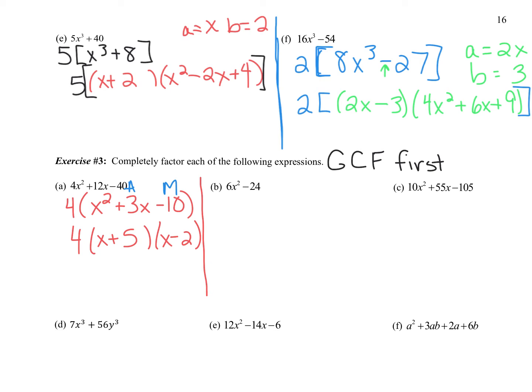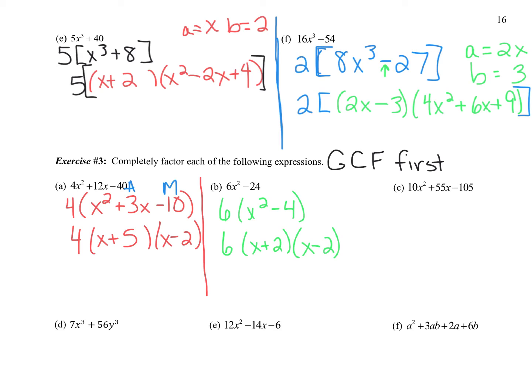The next one kind of looks like I might be heading towards difference of perfect squares, but 6 and 24 aren't perfect squares. But if I take out a 6, I have x squared minus 4. So that does factor further. That's difference of perfect squares, A plus B, A minus B, so x plus 2, x minus 2.